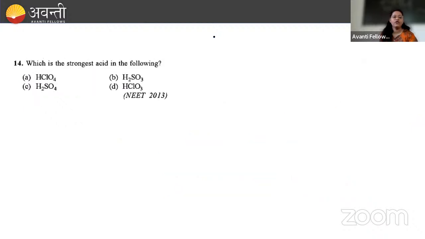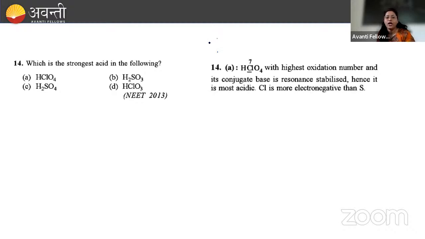Okay. Next, which is the strongest acid among the following? So here we need to consider which acid is strongest: HClO4, H2SO3, H2SO4, HClO3. So which acid is strongest? Yes. Any answers? Okay, so here HClO4 is the strongest acid. Why? Because it has the highest oxidation number and its conjugate base is resonance stabilized. Hence it is most acidic.